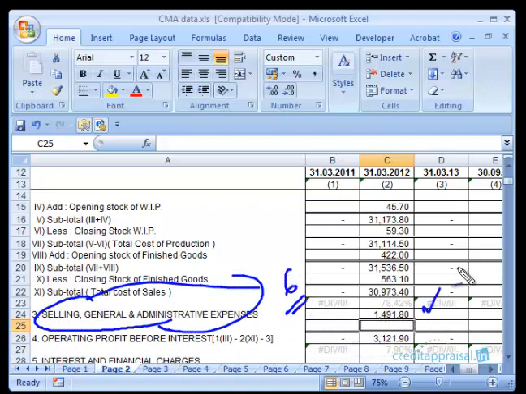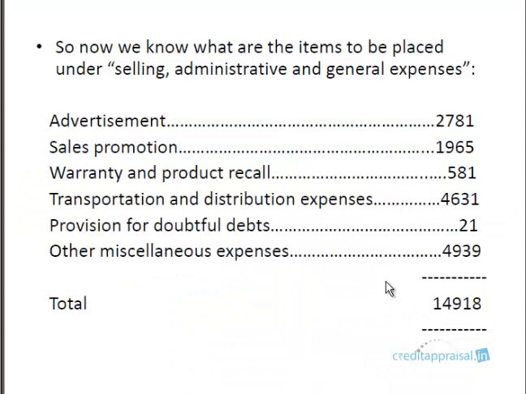So let us put it in the CMA data under selling general and administrative expenses. So with this we come to the end of this segment. In the next segment we'll be discussing interest. That is very important for the bankers. So we'll discuss the item of interest in the next segment, right?